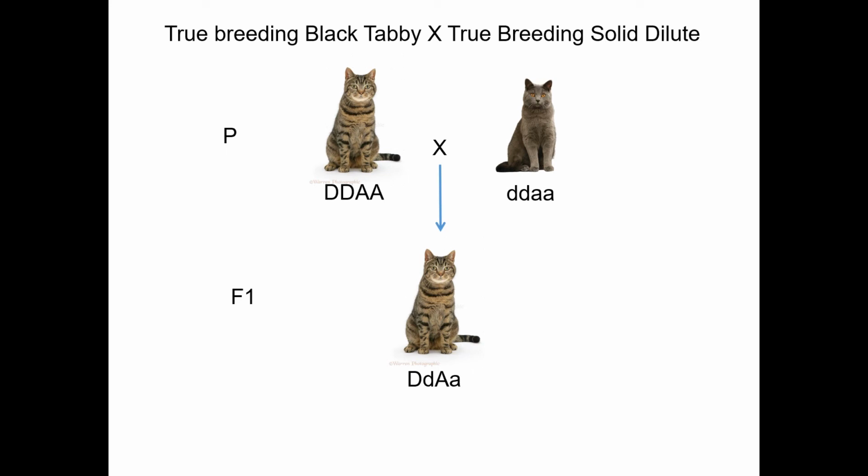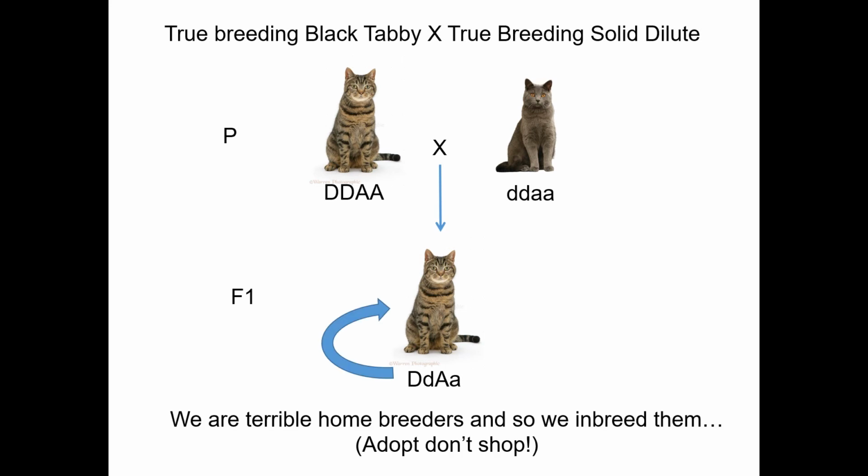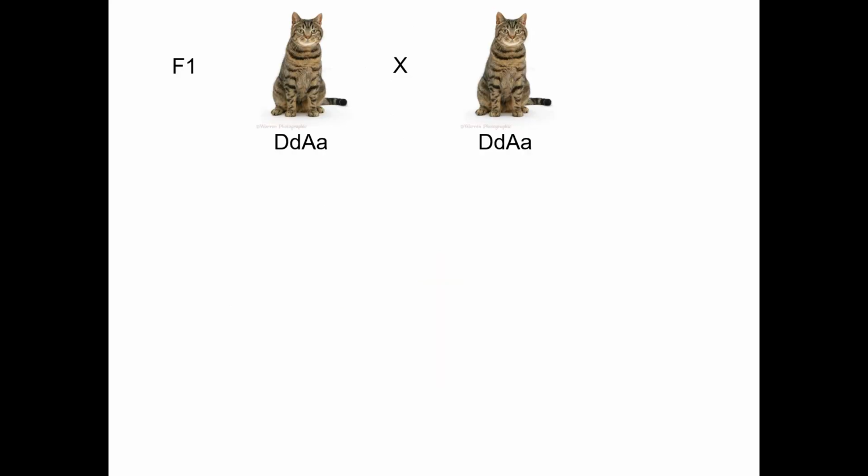Under normal circumstances, you should not do this, but we are going to be terrible home breeders. So we are going to interbreed our F1 generation. That means we're going to take two individuals who look the same and are heterozygous for both traits.